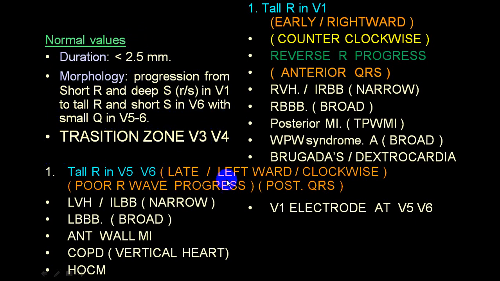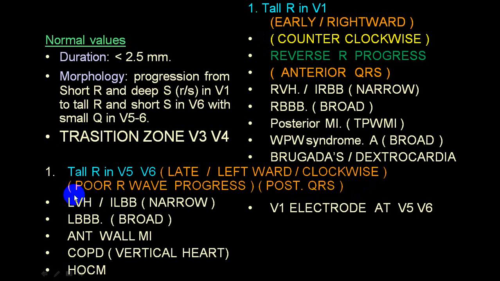But if you get a tall R wave in V5, V6, we usually use the word late transition zone or leftward transition zone, meaning it is shifting towards the left ventricular side, that is V5, V6, or we use the word clockwise transition zone. And because the R wave progression is very poor, it is also called poor R wave progression, or posterior QRS complexes.